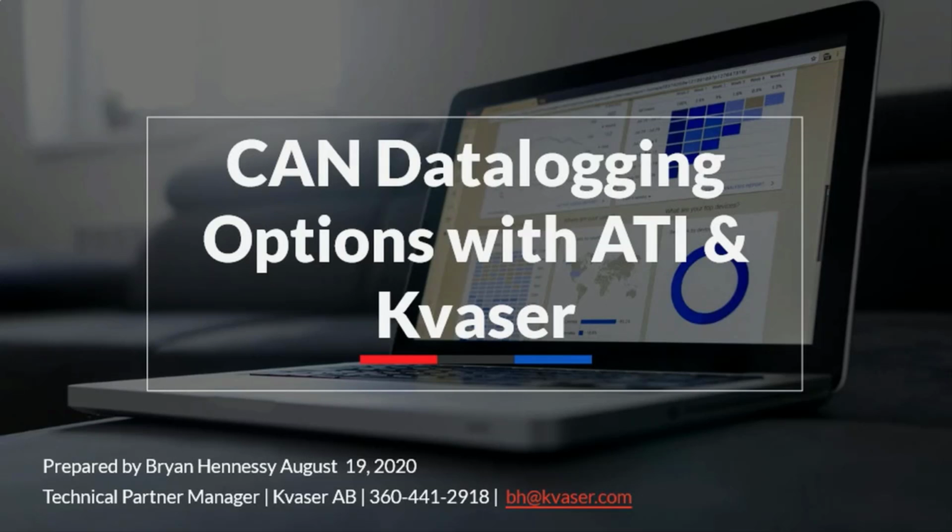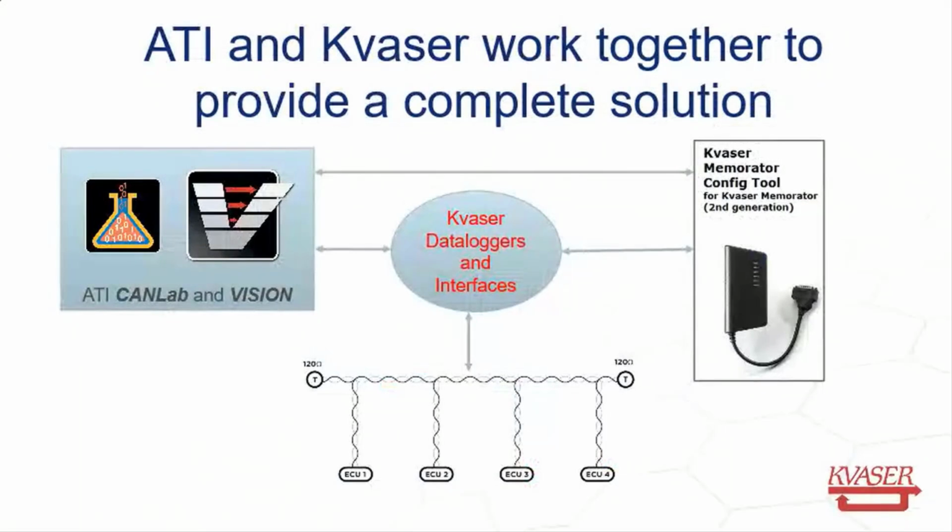CANLab's software. So I'm going to get started by showing you the general relationship of the two corporations and how our products play together. On the bottom center of the screen, you have a typical CAN bus with 4 ECUs on there. It's really irrelevant. Could be 20, could be 2. We have the Kvaser data logger and interfaces. This is the primary interface to the actual hardware. We connect physically to the bus and bring the data to the applications, generally, in most cases, in the PC.